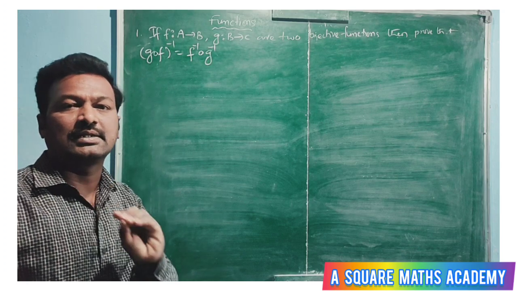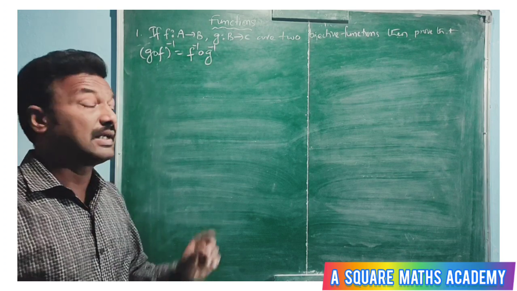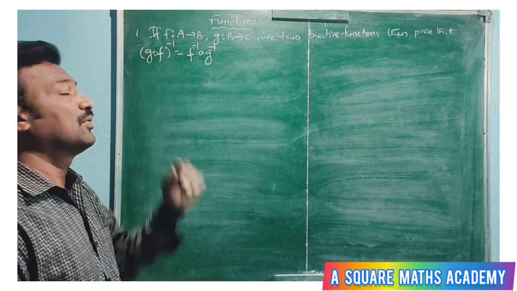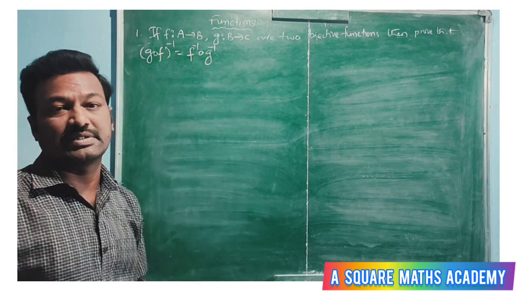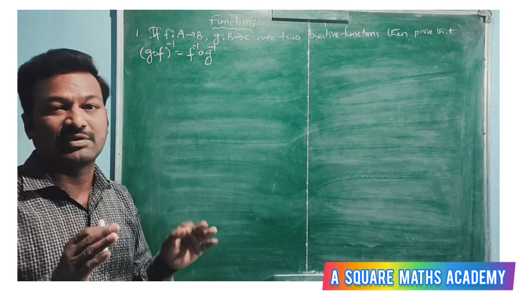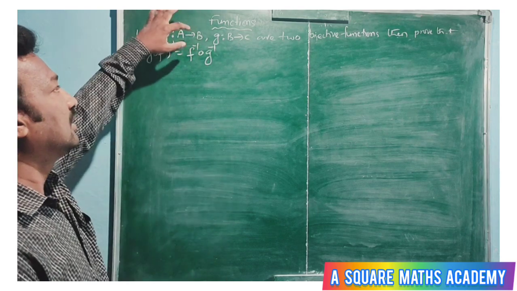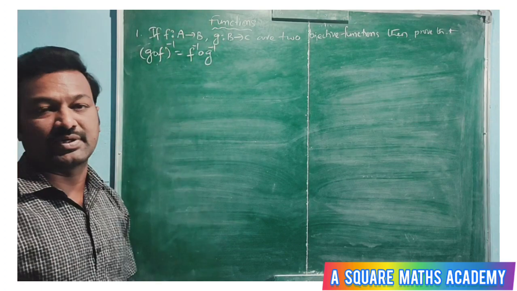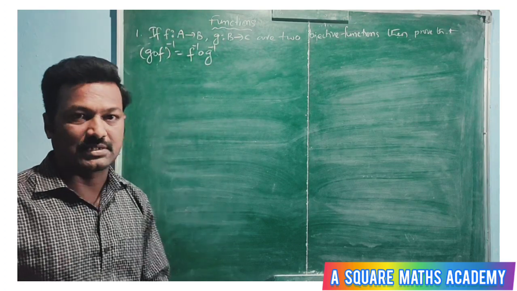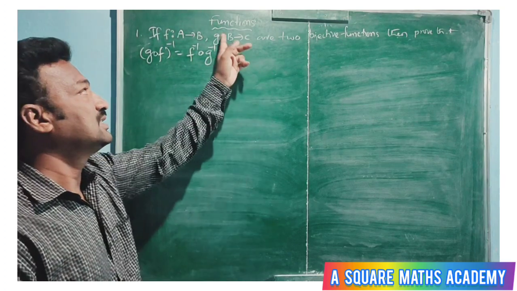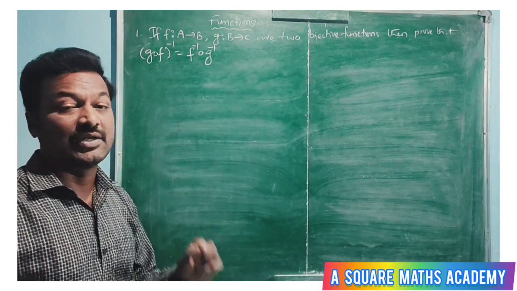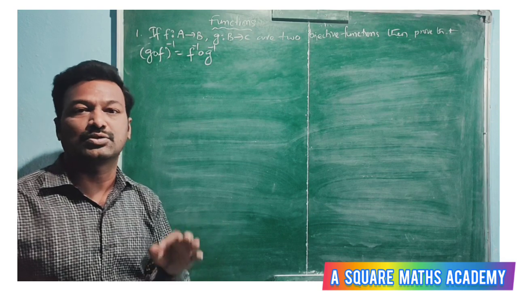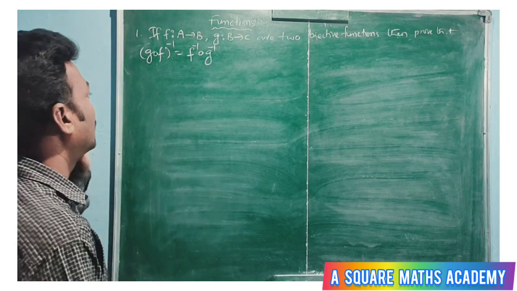So no need to write inverse. But here in this theorem, the whole power of -1, F inverse circle G inverse, is there. So we have to write now inverse also. Why? Because when F from A to B is a bijective function, then inverse also exists. F inverse also exists. G from B to C is also a bijective function, then G inverse also exists here. Inverse is nothing but domain and codomain are interchanged. So how to write here?